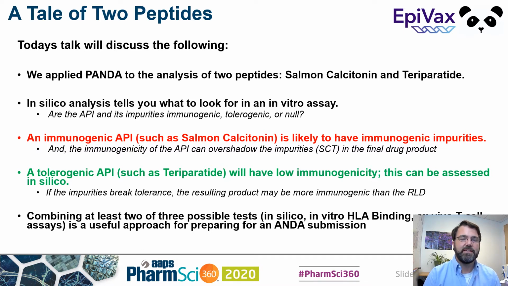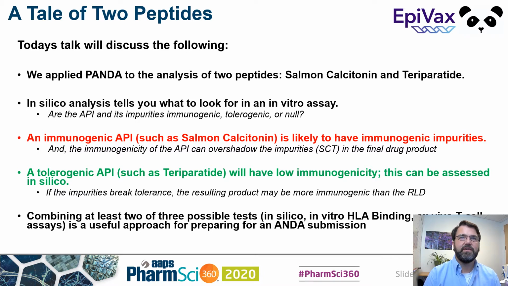So the API in this case will actually overshadow any immunogenicity that's found from the impurities. However, when you take a drug like teriparatide, which has low immunogenicity and is actually thought to be tolerogenic, that drug itself, or API itself, will have low immunogenicity, which we can address and identify in silico. And that tolerogenic nature is due to the homology that peptide has with several cell proteins.